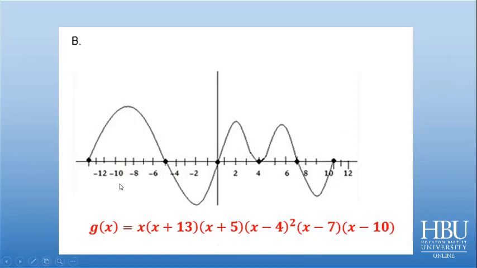And if you notice, how many turning points does this graph have? 1, 2, 3, 4, 5, 6. The degree is 7. The maximum number of turning points would be 7 minus 1 or 6. And surely enough, this graph does have 6 turning points, 6 relative maximums or minimums.